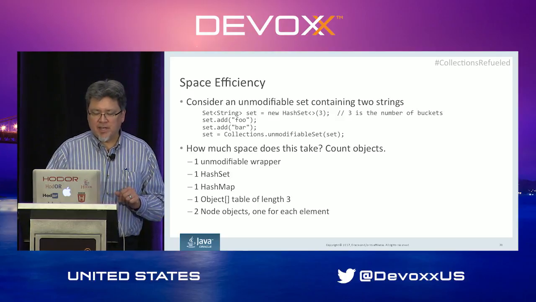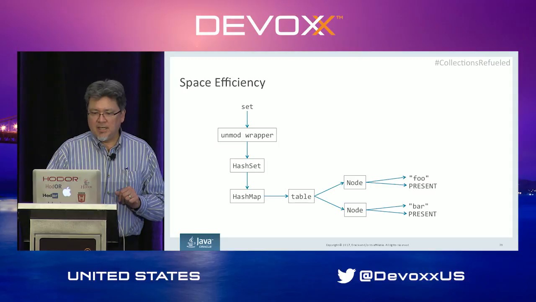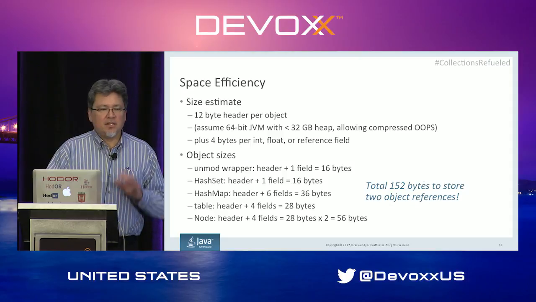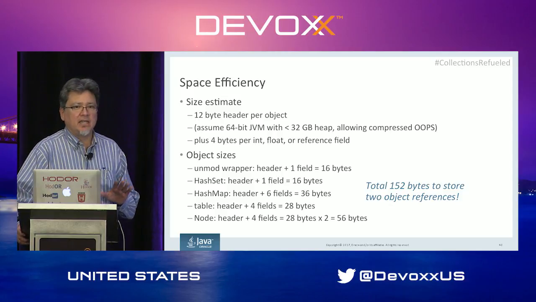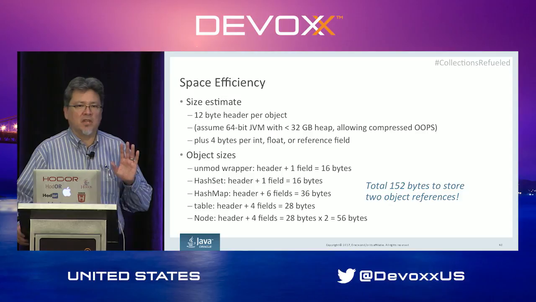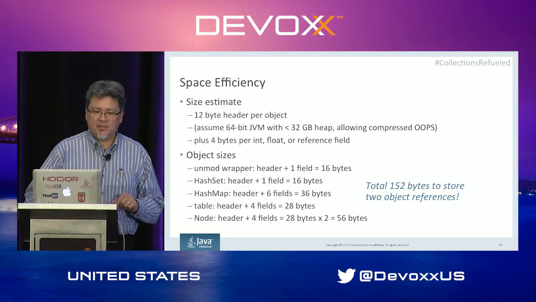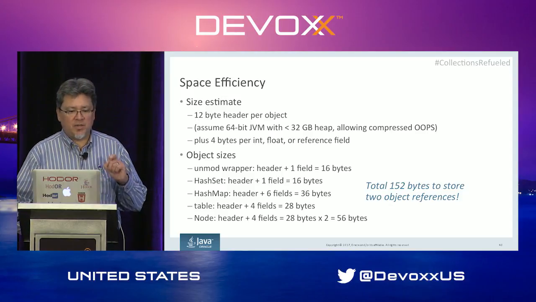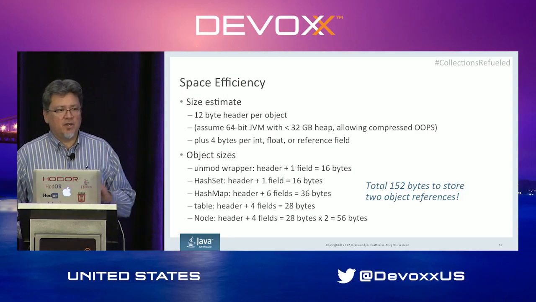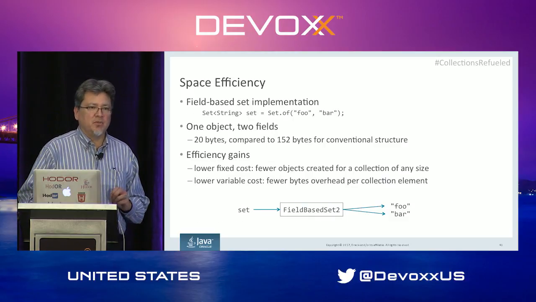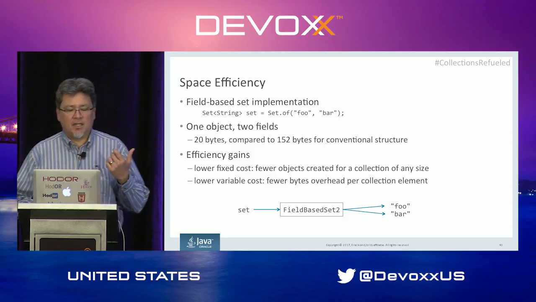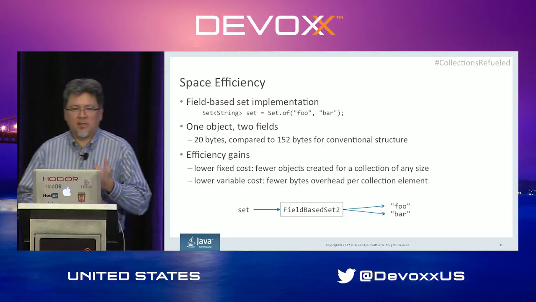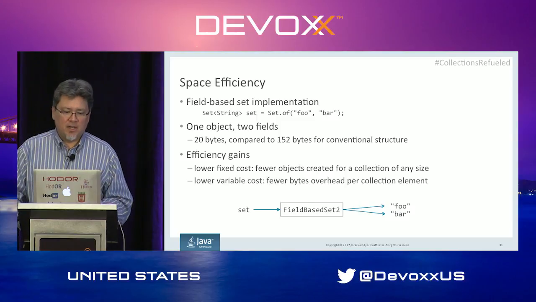So I have a bunch of stuff to say about space efficiency, but I just want to say very briefly, the existing collections, especially things like HashSet, are pretty space inefficient. They use lots of objects and lots of pointers to different objects. And so if you put a couple entries into a hash set, it takes 152 bytes to represent a hash set with 2 entries. And so the new set implementation is much more compact. If you have a new immutable set with 2 entries, it only takes 20 bytes instead of 152 bytes.